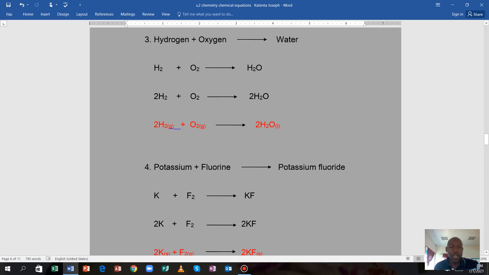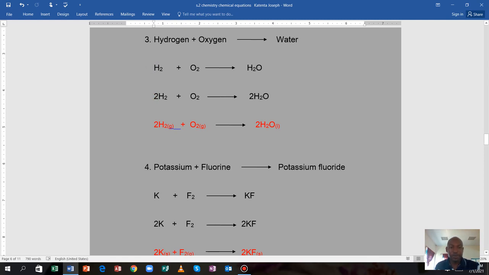We have 2 atoms of hydrogen on the left. We have 2 atoms of hydrogen on the right. So hydrogen is balanced. We have 2 atoms of oxygen on the left, but we have 1 atom of oxygen on the right. So we multiply water by 2 so that we have the oxygen balanced. But when we do that, we shall have hydrogen also multiplied by 2. So on the right, we have 2 times 2 atoms of hydrogen, that is 4. So we come to the left, multiply hydrogen gas by 2, and the equation will be balanced.